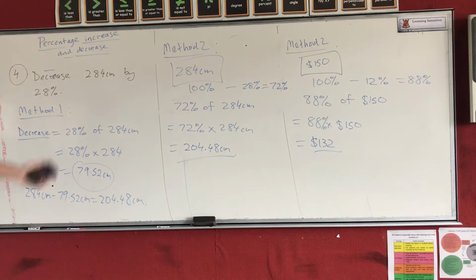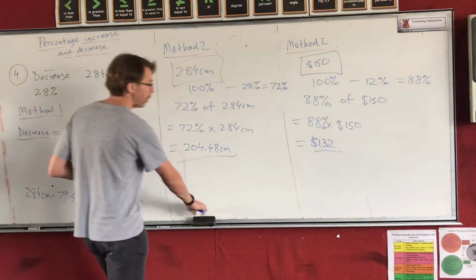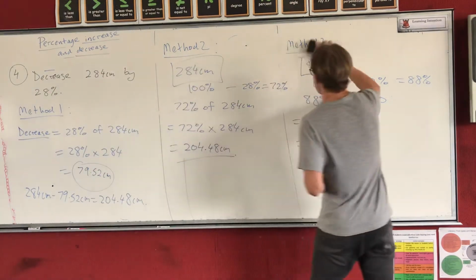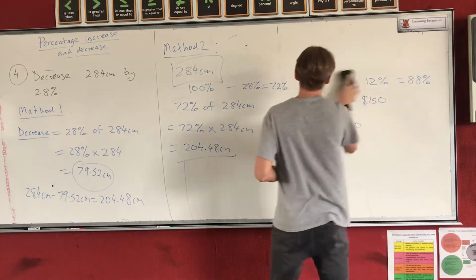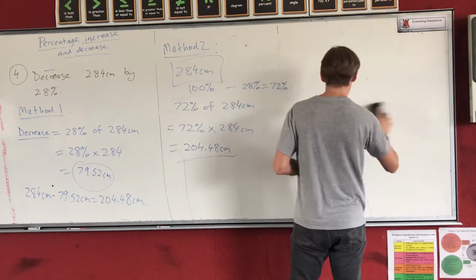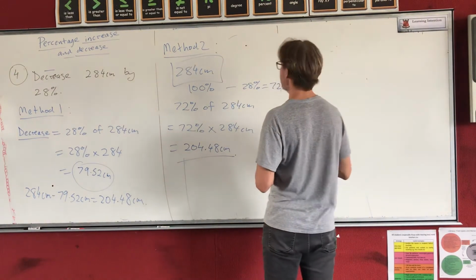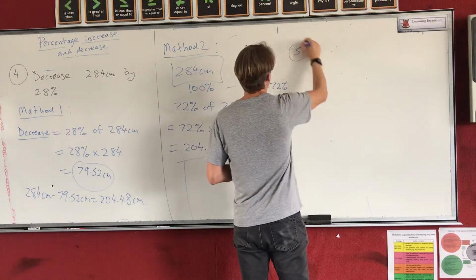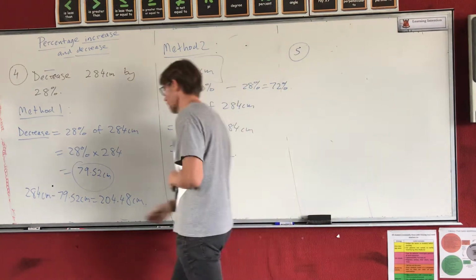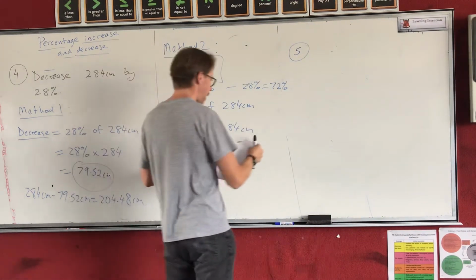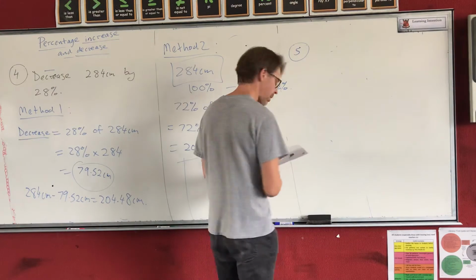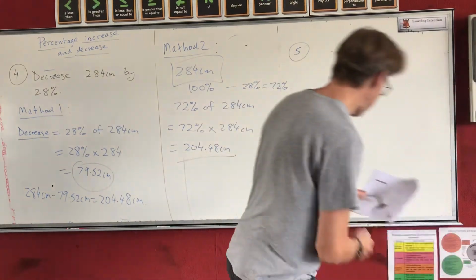Right, make sure you get all that down into your book. And I'm going to give you 2 more examples to do. These will be worded questions, a bit more wordy than the other ones. So let's have a look. This will be question number 5. Okay, question number 5. Put the calculator down, copy this down.